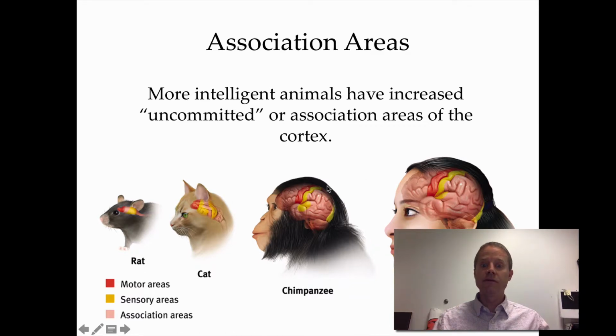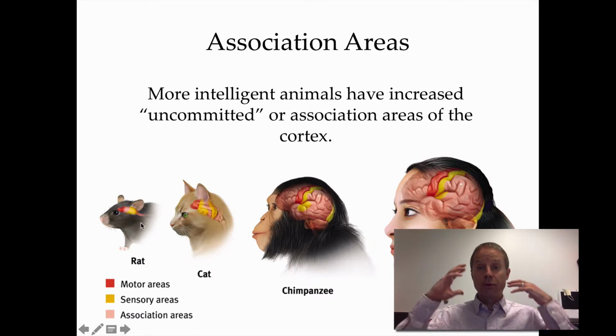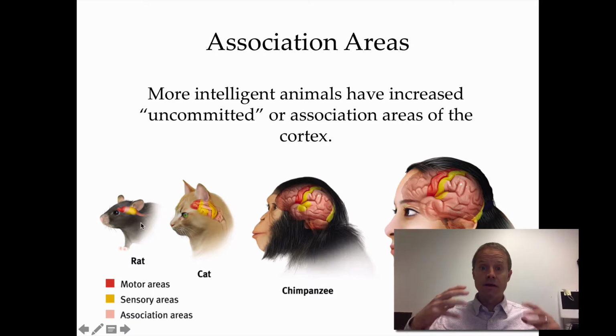And so you can see in these other animals how they have less and less pink. The more sophisticated chimpanzee looks somewhat like us. The cat has less, and the rat has even less. So the brains have definitely evolved in primates and humans in particular.